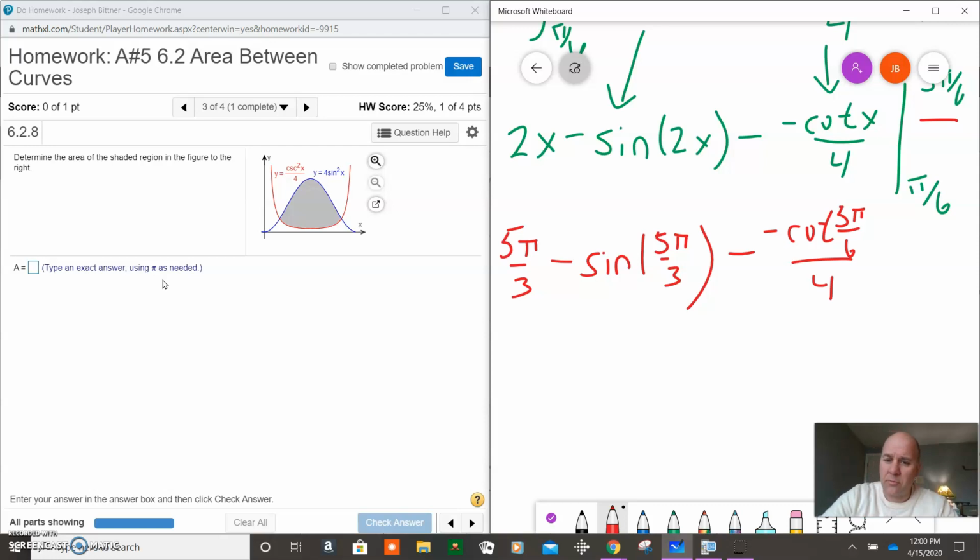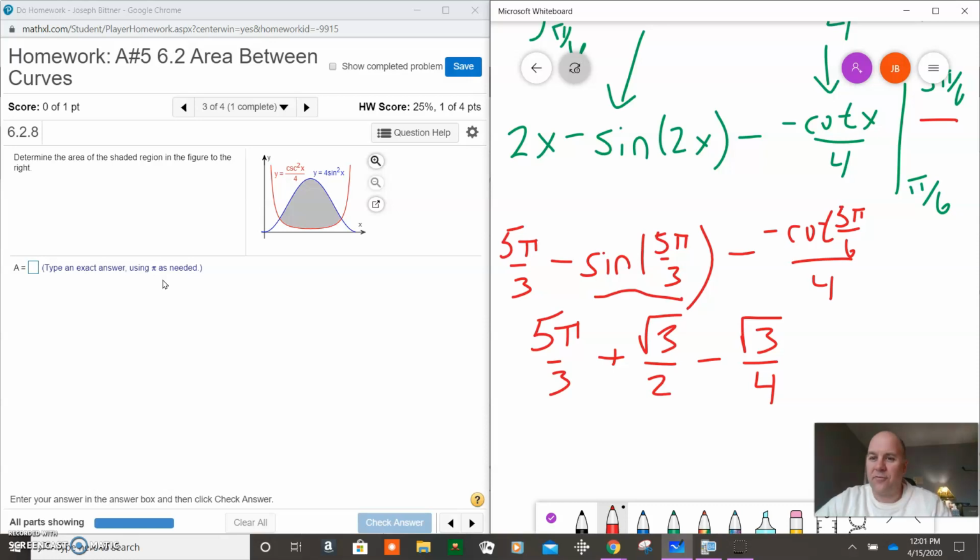It does take quite a bit of work to work this out, so let me see here. That'll be 5 pi over 3. This will become a negative square root of 3 over 2. So since it's negative, it becomes plus square root of 3 over 2. And on the last one here, I know there's a lot going on with this problem. Minus, the top here will actually become negative square root of 3. And so the negative and the negative just turns this into square root of 3 over 4. That's just the first half of it.